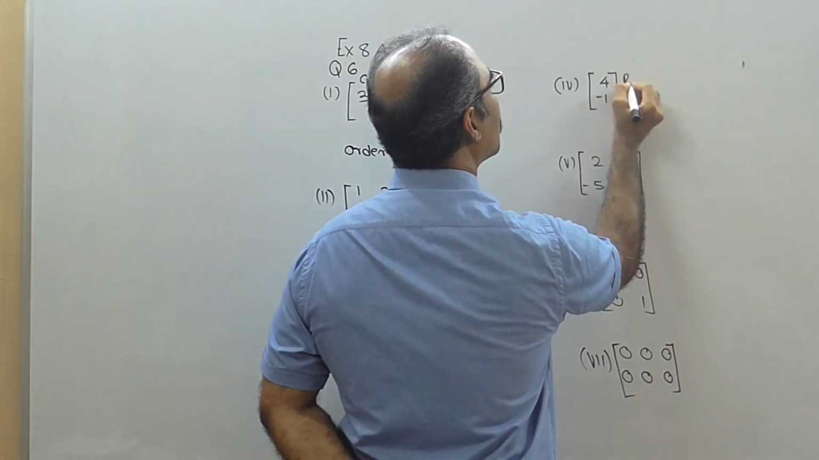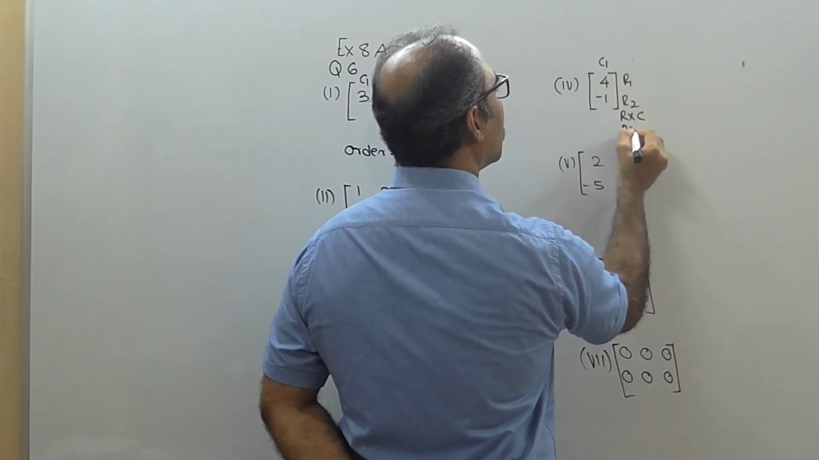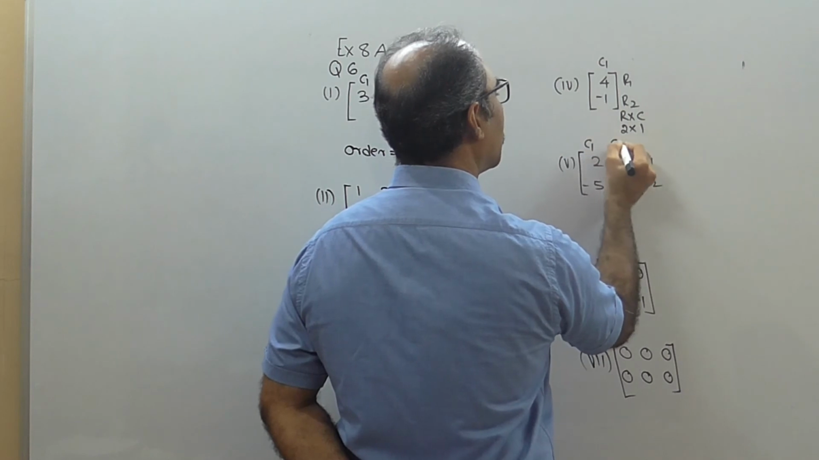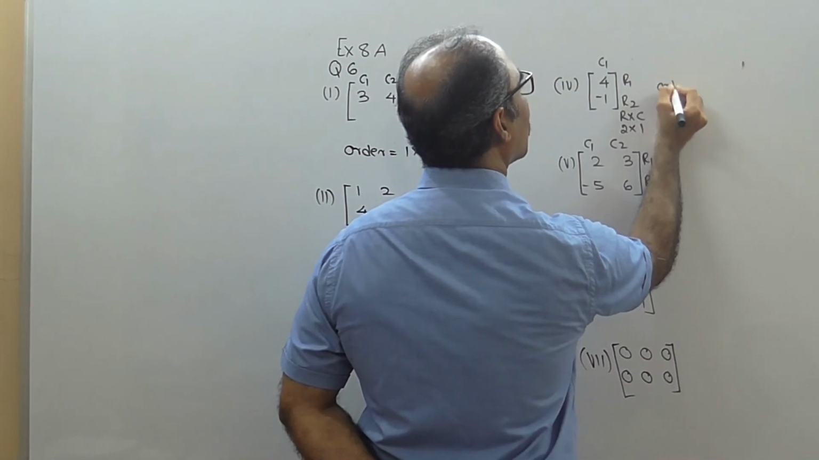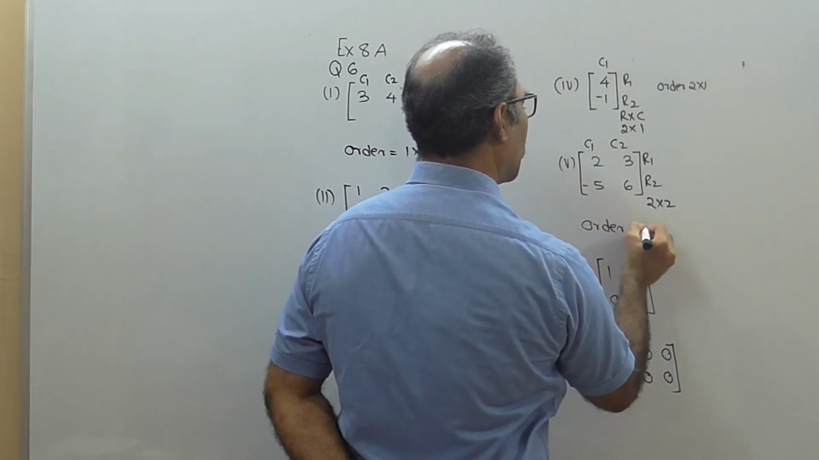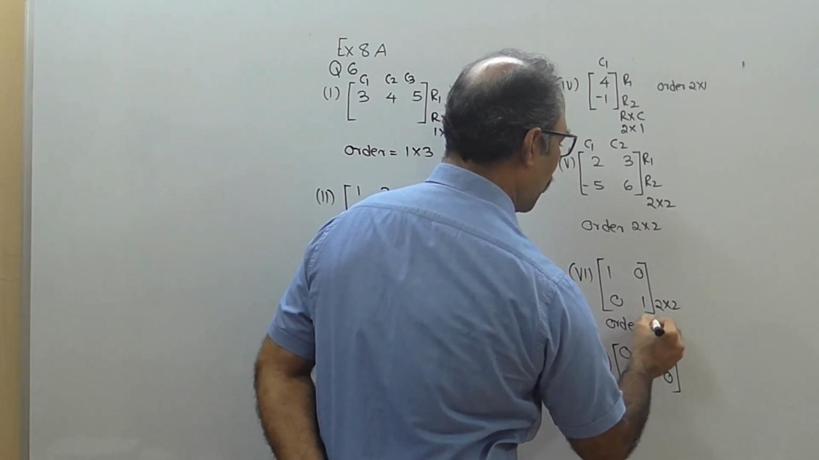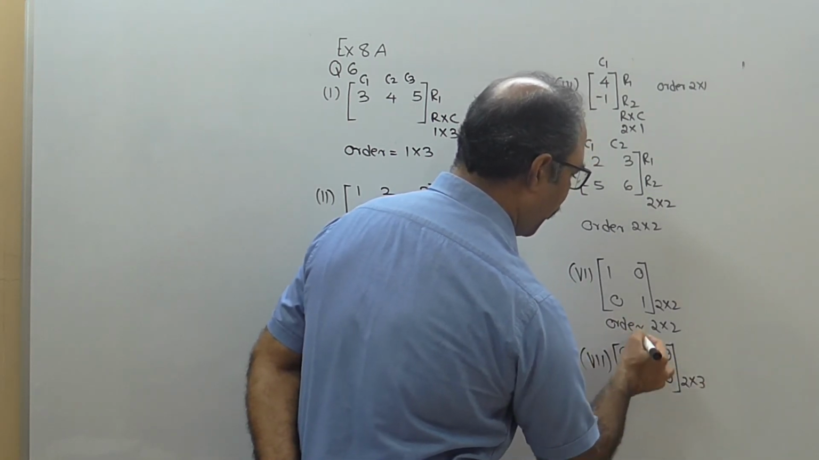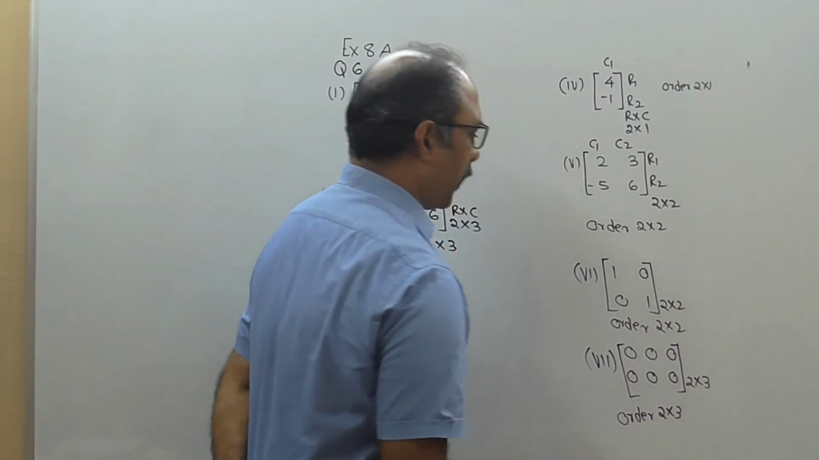Row 1, row 2. This is row 1. This is row 2. This is column 1. This is the matrix of the order R by C. This is the matrix of the order 2 by 1. R1, R2, C1, C2. This is the matrix of the order 2 by 2. So you can say that the order is 2 by 1. Here you can say that the order is 2 by 2. I think this is also 2 by 2. Order is 2 by 2. This is 2 rows and 3 columns. 1 row, second row, column 1, column 2, column 3. This is a matrix of the order 2 by 3.